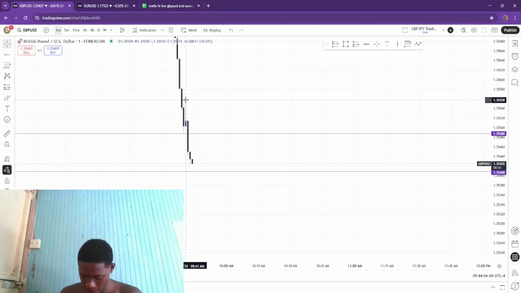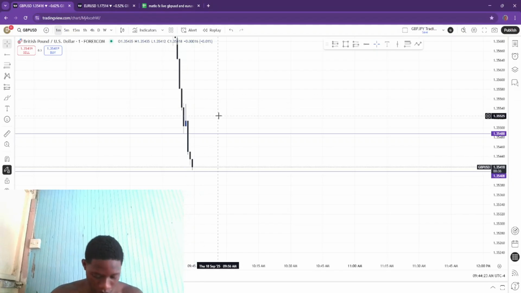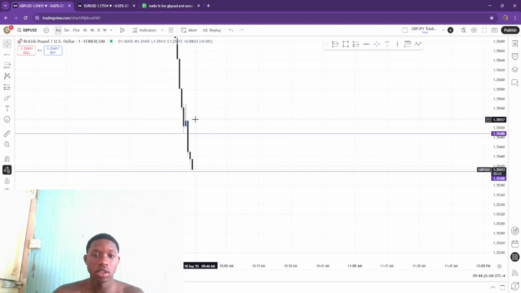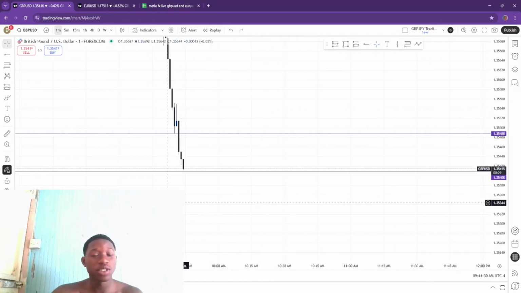GBP USD, a candle there. Just marking it on my MetaTrader 5. Alright, there we go. Our take profit would be 1 to 1. Looks like price does want to reject here.